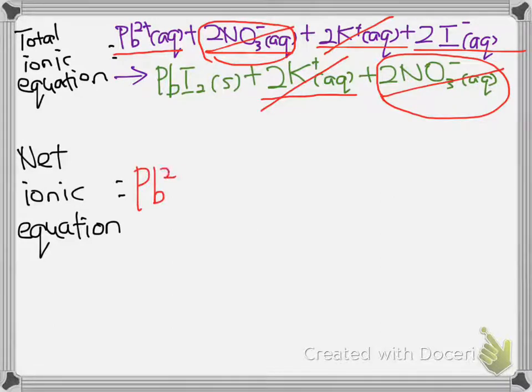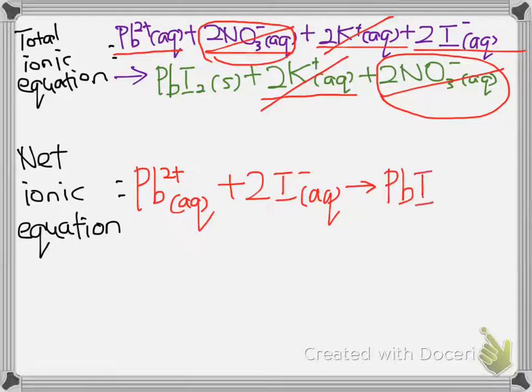Pb2+ (aq) + 2I- (aq) to give you PbI2 solid. And ladies and gentlemen, this is your net ionic equation. Right, let us now move on to the next example.